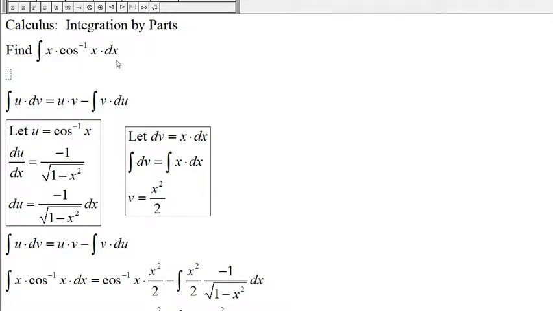Then what's left is x dx, and so we call that dv. So here we choose to let u be cosine inverse of x and dv be x dx. And record that the derivative of cosine inverse is negative 1 divided by the square root of 1 minus x squared. And so du is negative 1 divided by the square root of 1 minus x squared dx.